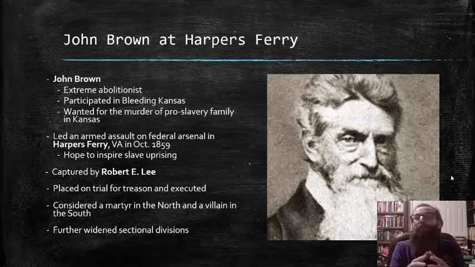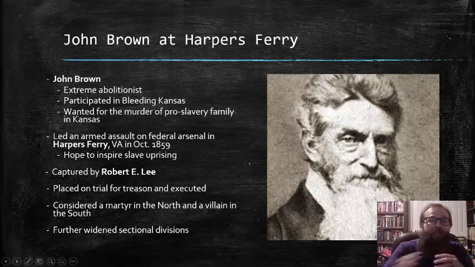A final incident that really solidified the divide between North and South, and some have argued was really kind of the first opening salvo of the Civil War itself, was John Brown's raid on the Federal Arsenal at Harper's Ferry in 1859. John Brown, the gentleman you see here, was an extreme abolitionist, a very, very militant, probably the most militant of the militant abolitionists. He participated in the civil wars of Bleeding Kansas and was actually wanted on federal charges for the murder of a pro-slavery family in Kansas, including the women and children.